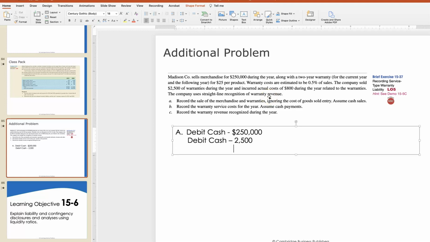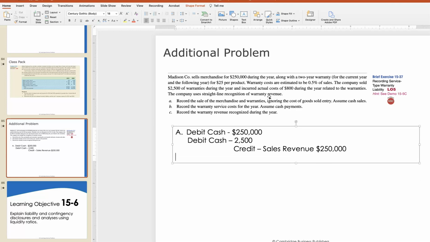Now, how do I finish this entry? I need a credit. Well, we know we've got sales revenue for the $250,000, but I can't necessarily just call the warranty money that people have given me revenue immediately because it's going to come into revenue over 2 years. So instead, I'm going to put it as a liability for deferred revenue, and that's the $2,500.